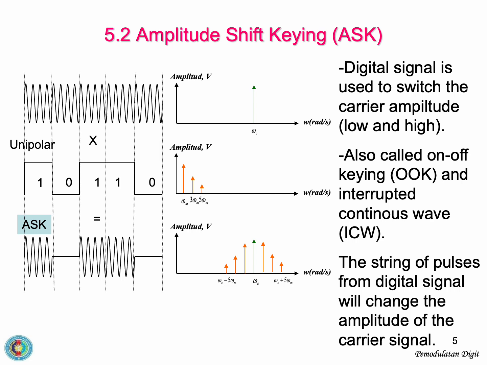Our first technique is amplitude shift keying, or ASK. In ASK, the digital signal directly switches the carrier amplitude between a high and a low state. It's so straightforward that it's also commonly called on-off keying, or OOK, and sometimes even interrupted continuous wave. Essentially, a digital one might turn the carrier on at a certain amplitude, and a zero turns it off, or to a very low amplitude. The string of digital pulses directly dictates this amplitude change in the carrier signal.